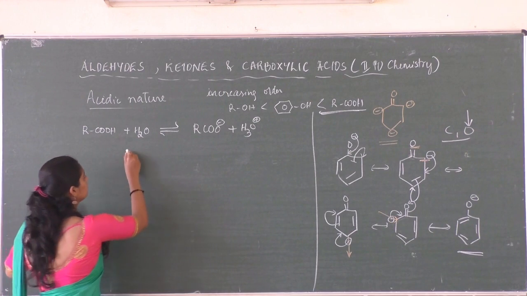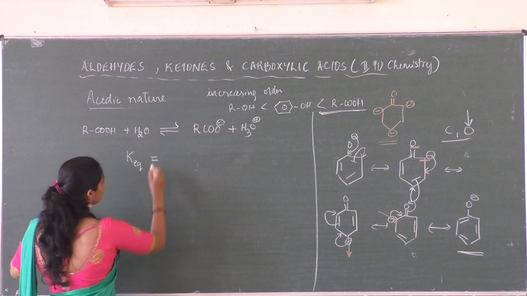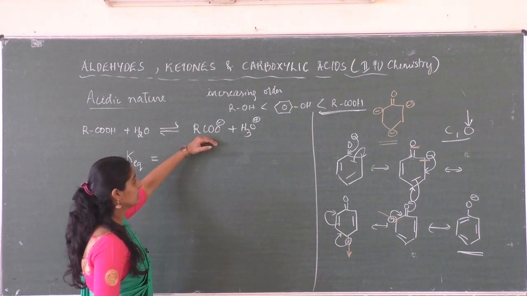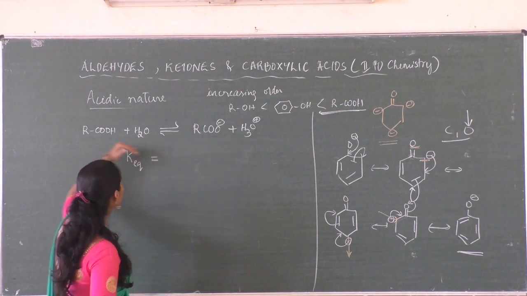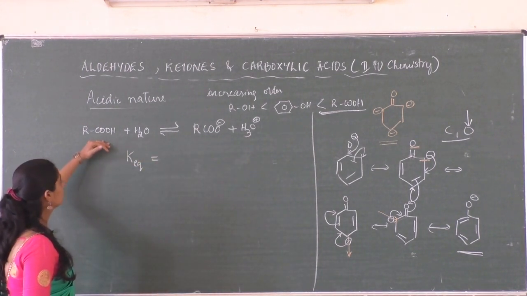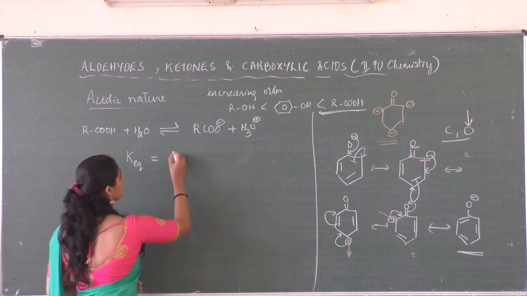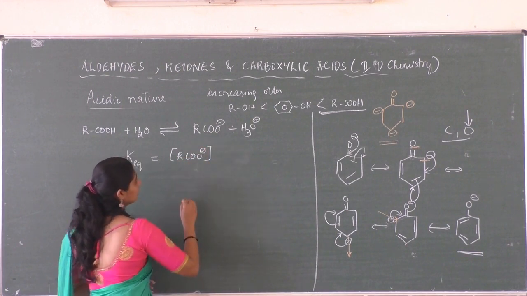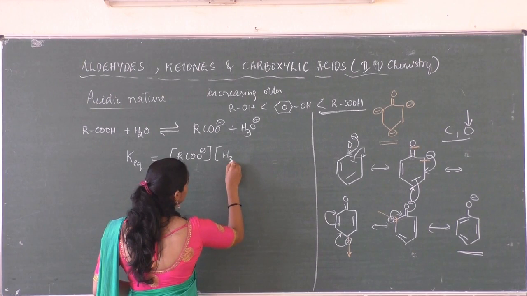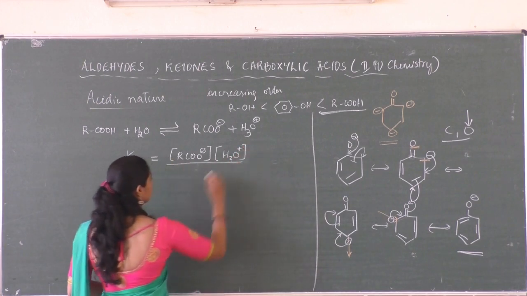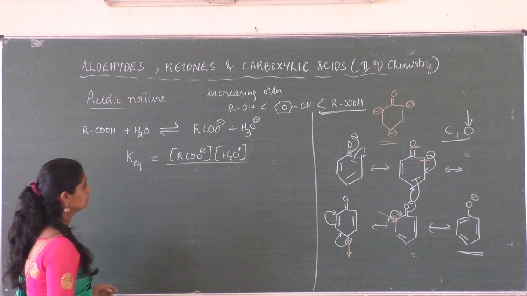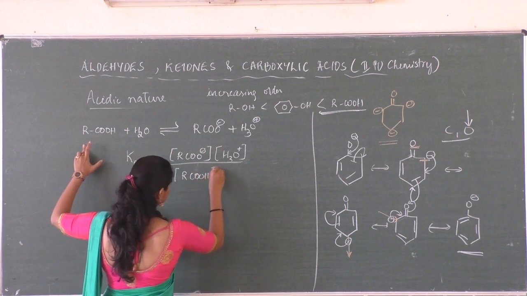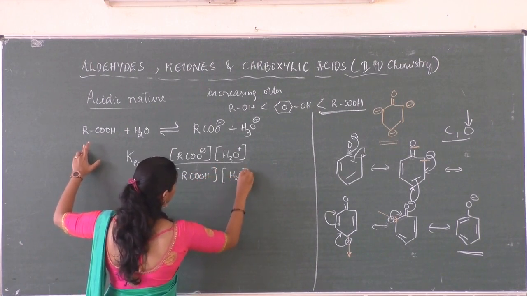Therefore, we can write the equilibrium constant, K equilibrium, which is expressed as the molar concentration of the products divided by the molar concentration of the reactants. So it is the molar concentration of RCOO minus, the carboxylate ion, multiplied by the molar concentration of H3O plus, the hydronium ion, divided by RCOOH, then the molar concentration of water.